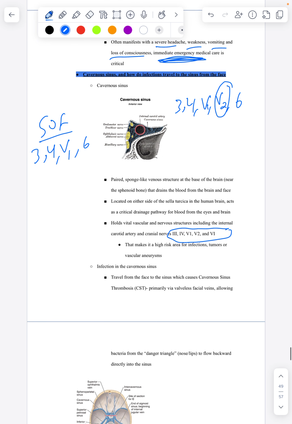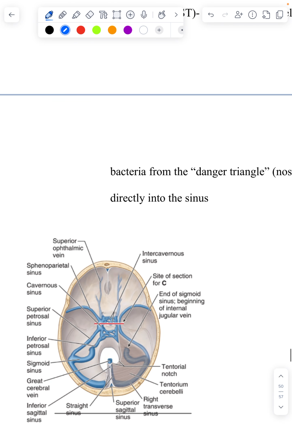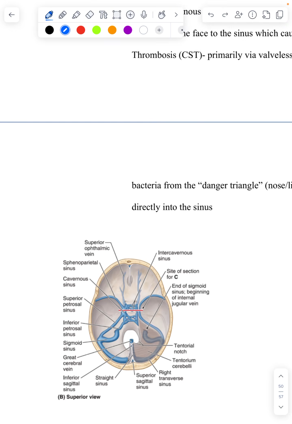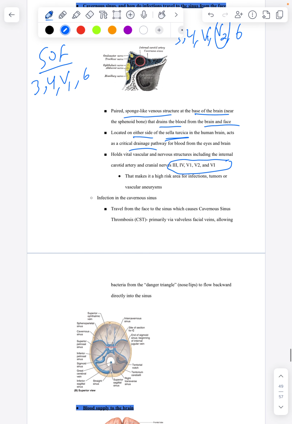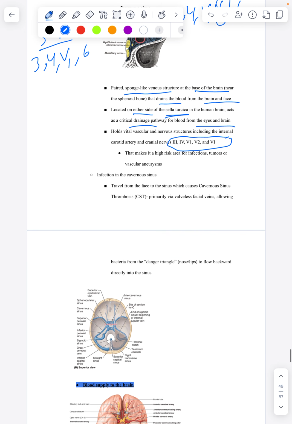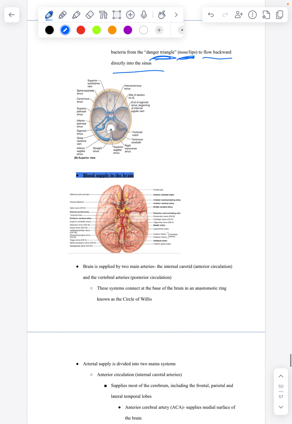The cavernous sinus is a paired, sponge-like venous structure at the base of the brain, which we saw in that picture above. It drains the blood from the brain and face. It's on either side of the sella turcica, which is right here. It's a critical, dangerous pathway for blood from the eyes and brain. That's the danger zone, like the danger triangle of the nose and lips. If infection goes back to the sinus, it spreads everywhere and damages a bunch of things.